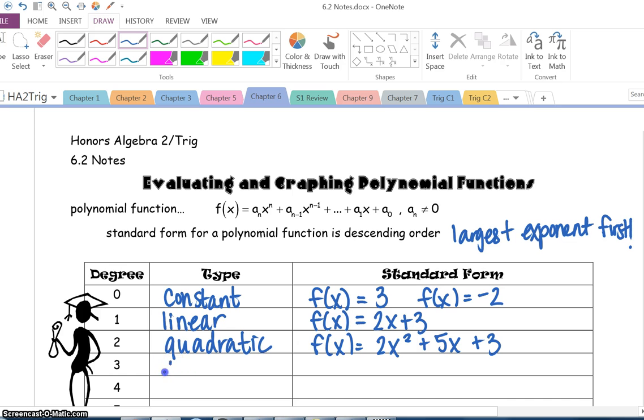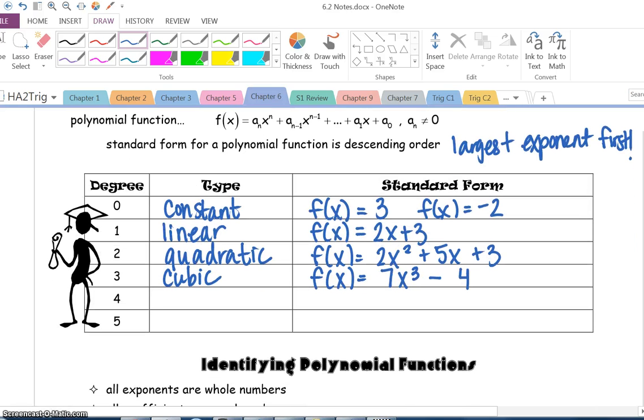A degree of 3 is called cubic. That's when you have an x cubed. And just because you have an x cubed doesn't mean you also need a squared, an x, and a number. You could have some of those or all of them. It doesn't really matter. We'll make this a minus.